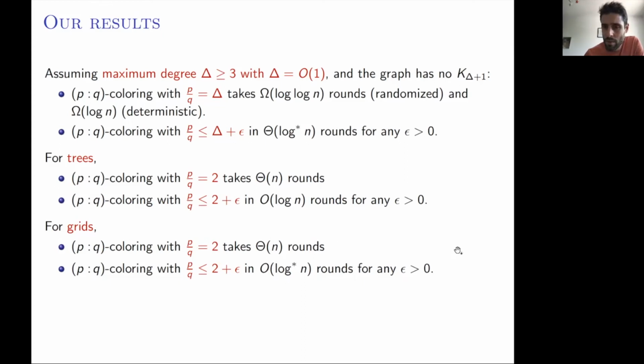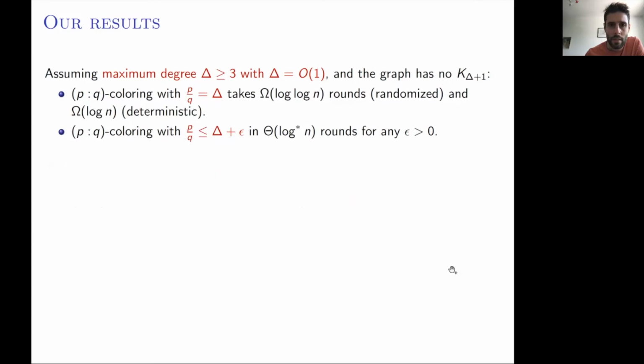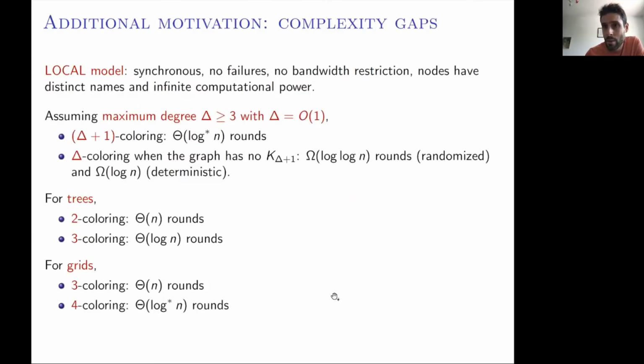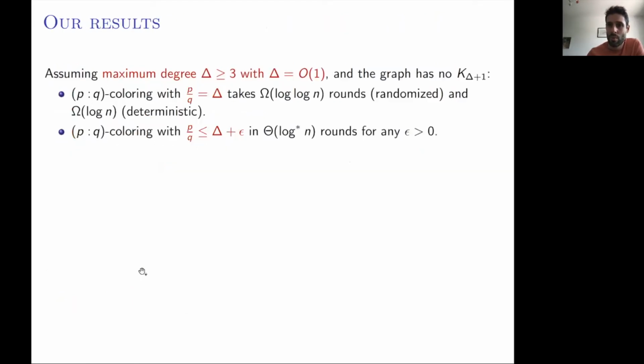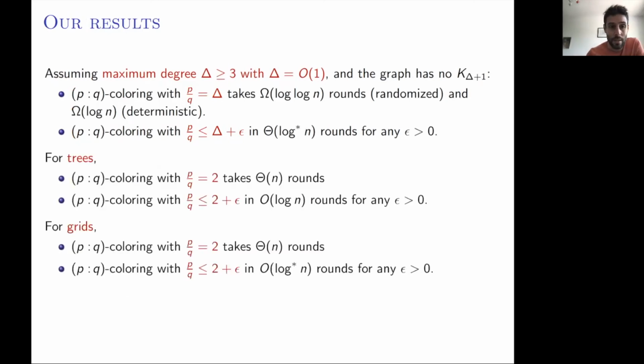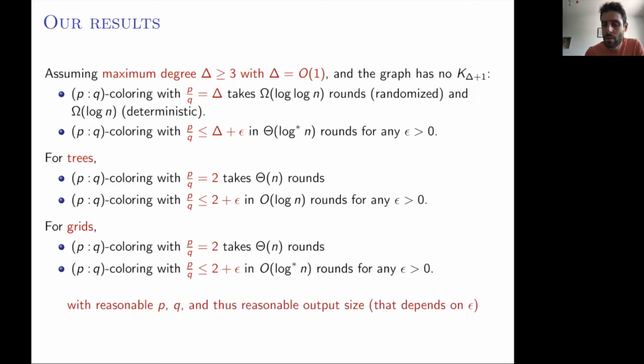But it's a bit strange here, the result for grids, because remember that when you had an integral number of colors for classical colorings, 3 was hard and 4 was easy. But if you go now in the fractional world, the threshold is 2. It lies outside of the interval between 3 and 4. So something strange happens here. And in all these results, P and Q are reasonable. They would depend on epsilon, of course.